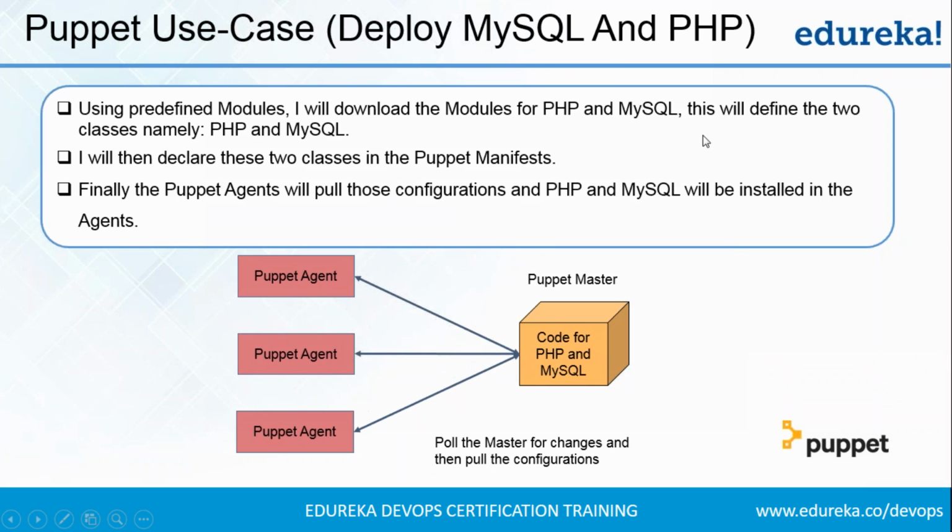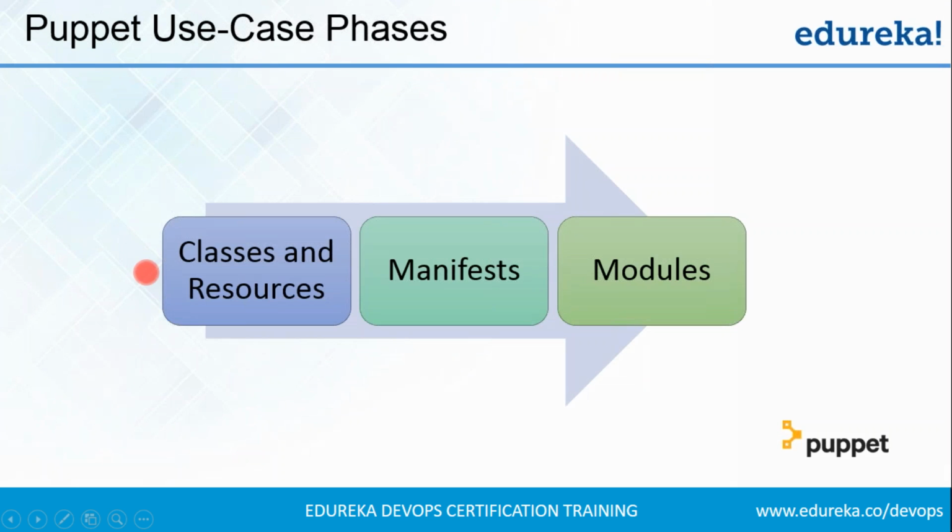Fine. So we'll move forward and we'll see what are the various phases in which we'll be implementing the use case. All right. So first we'll define classes. Classes are nothing but the collection of various resources. How will we do that? We'll do that with the help of modules. We'll download a module from the Puppet Forge and use that module that defines two classes, as I've told you, PHP and MySQL. And then I'm going to declare that class in the manifest and finally deploy that onto the nodes.